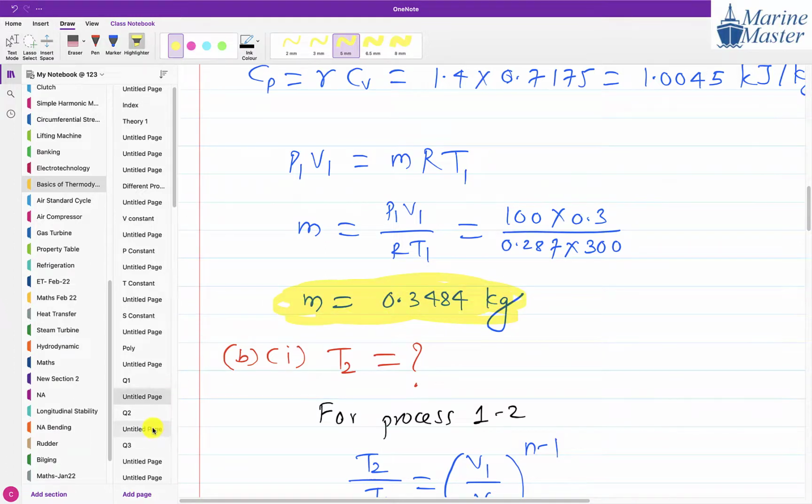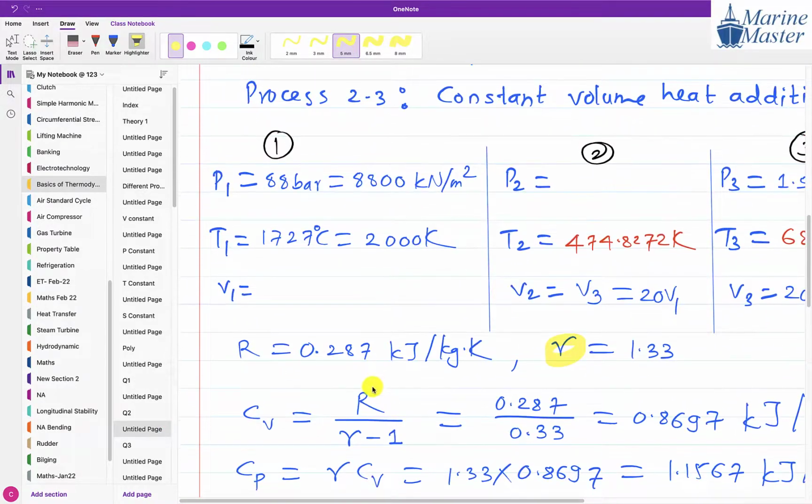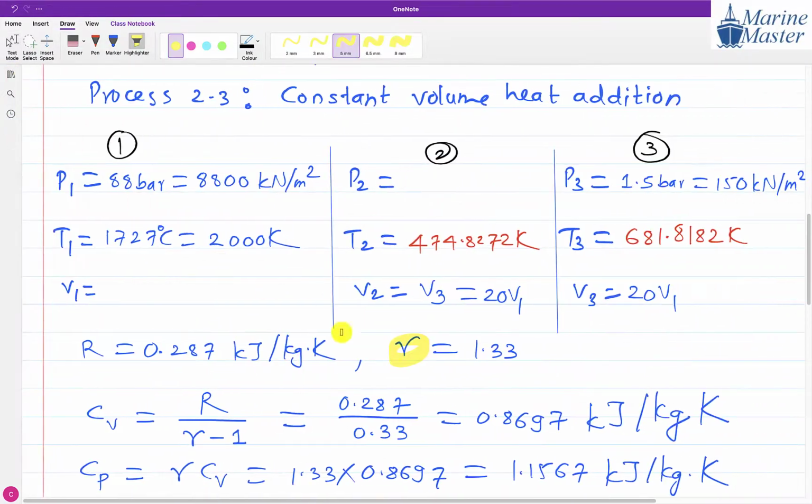But here, did we calculate the mass? No. Why have we not calculated it? Because it is not possible for us to get the mass. If you observe points 1, 2 or 3, do we have all the properties of any point? Don't consider 20 times V1 a property, it is only a ratio. Actual volume is not given for any place. So here we can't get the mass in the beginning.